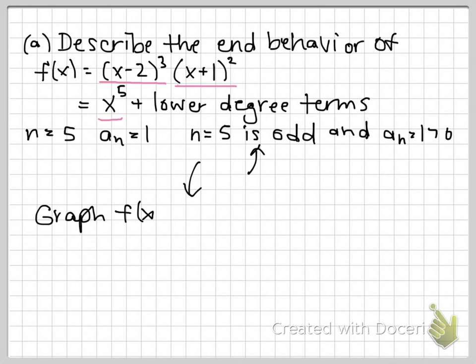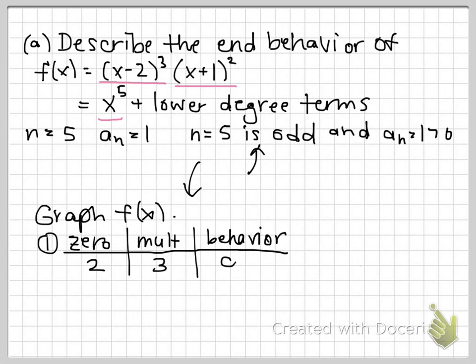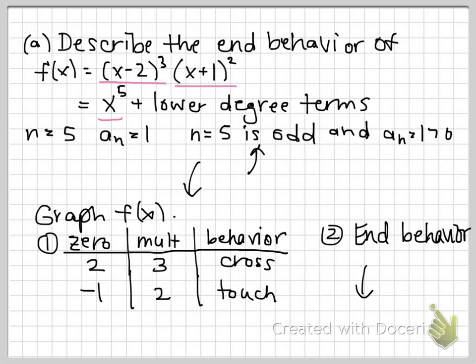Let's try graphing f of x. So the first thing you want to do when you need to graph a function is find the zeros. We did that earlier. So let's make a table. We found that 2 was a zero with multiplicity 3, and negative 1 was a zero with multiplicity 2. So the graph crosses at 2, and it's going to touch at negative 1. Secondly, you want to find the end behavior. We just found that the end behavior looks like this.